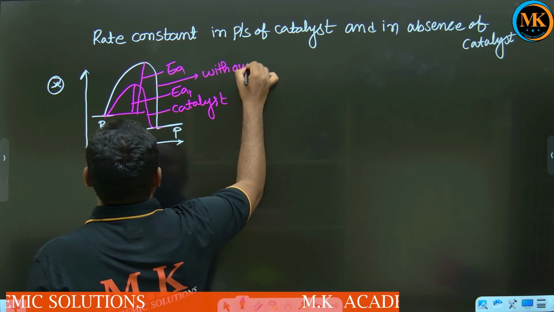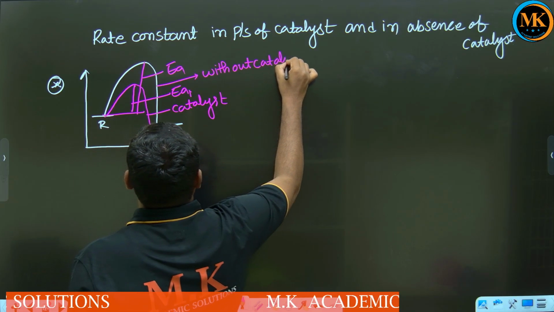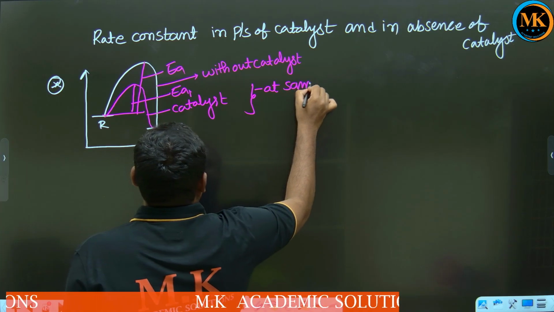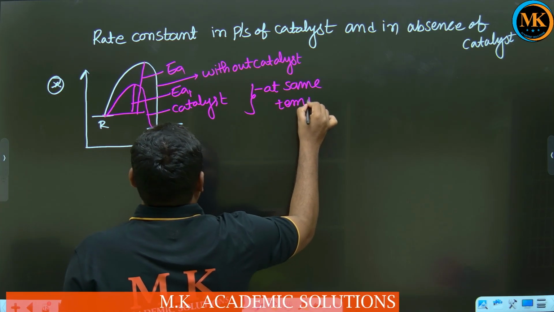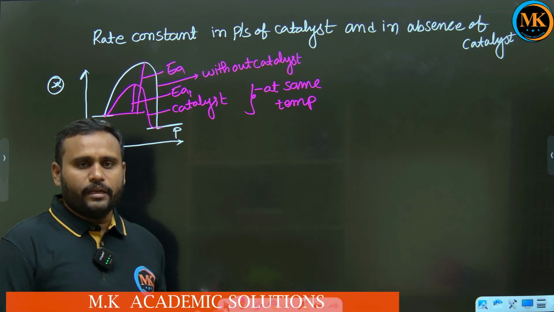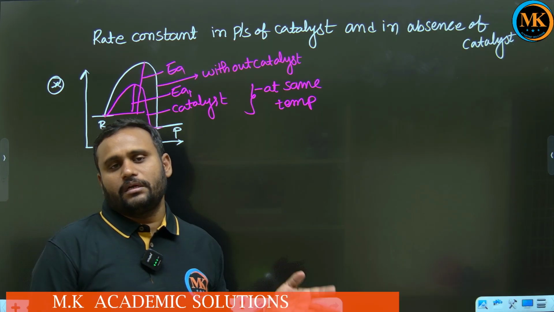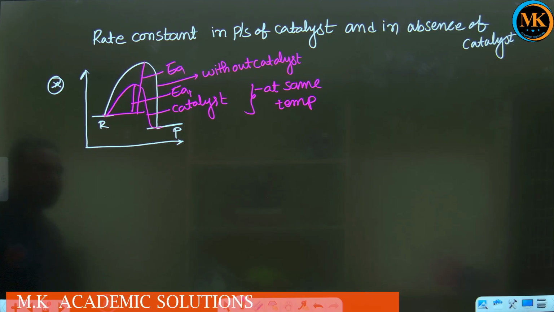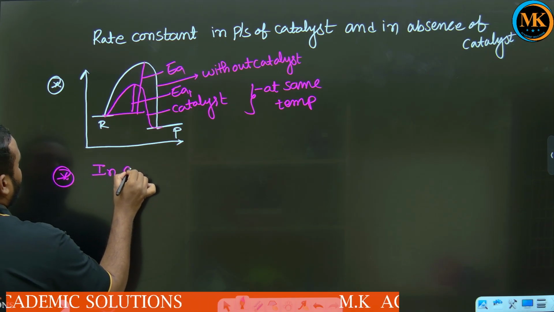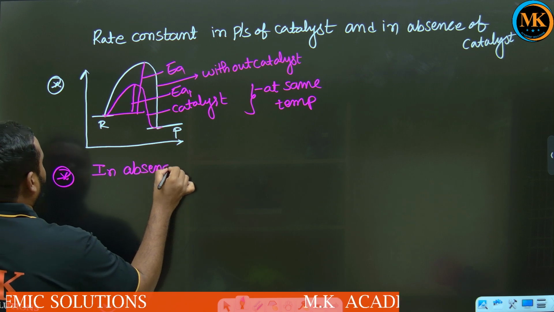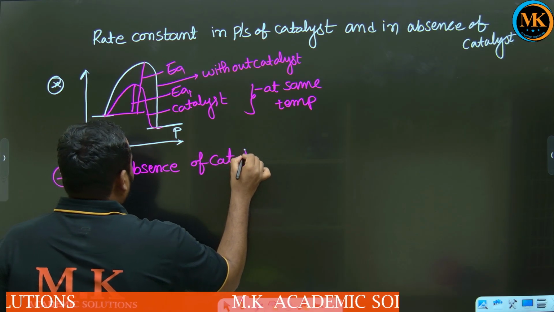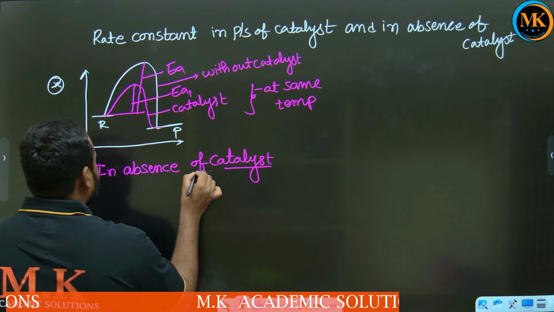This one is without catalyst, at same temperature. These are the conditions we are going to consider, and here we are going to write the Arrhenius equation in presence of catalyst and in absence of catalyst. First condition, take in absence of catalyst.